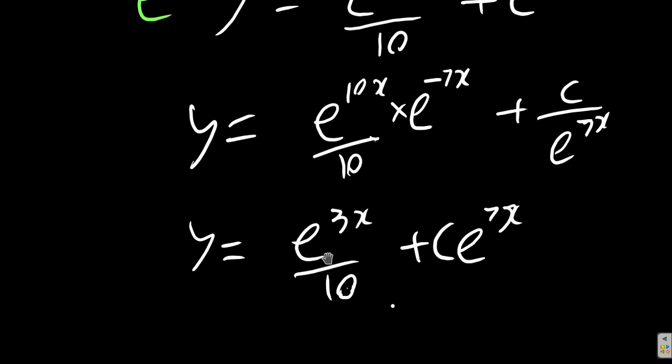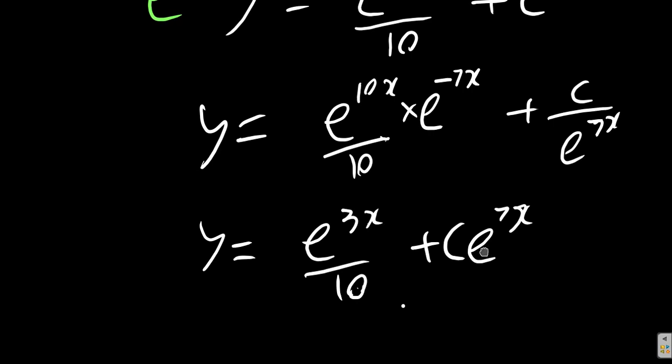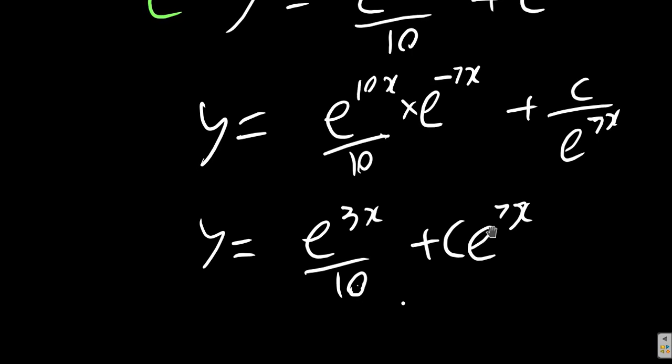You can write it as y is equal to e to the 3x divided by 10 plus c, the constant of integration, c times e to the, oh, mistake here, it would be negative 7x. Since we have c divided by e to the 7x, this would become c multiplied by e to the negative 7x. So it's a negative 7x. So there we have it.